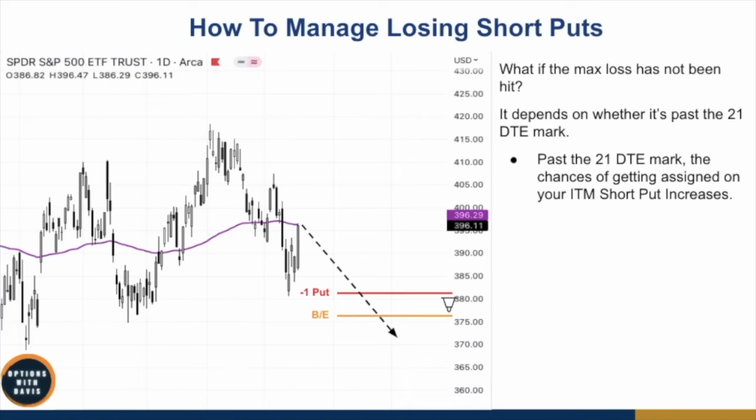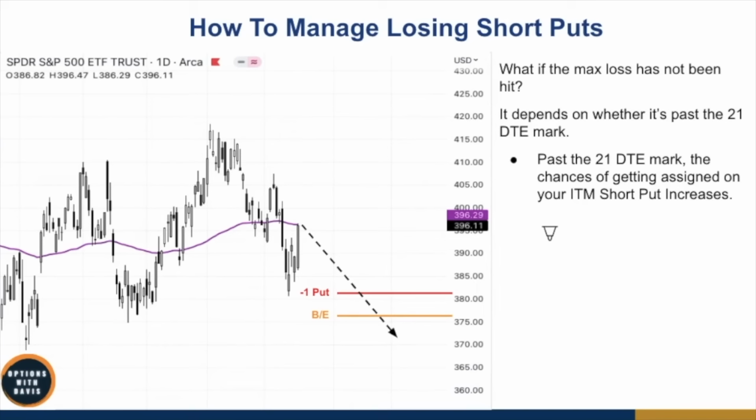And if you do not have the amount, then guess what? The broker could put you into a margin call, where you need to either put up more funds or they may liquidate your position for a loss. So this is one thing you want to avoid, and the way you can avoid this is by not letting this option trade go past the 21 days to expiration mark.